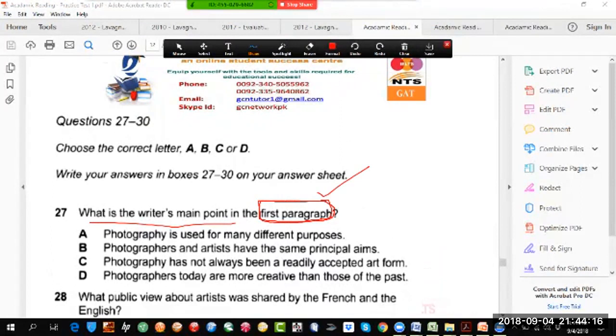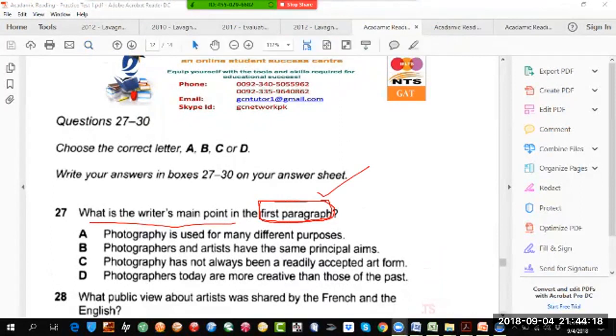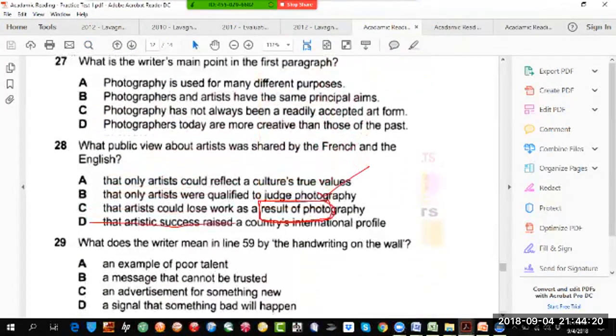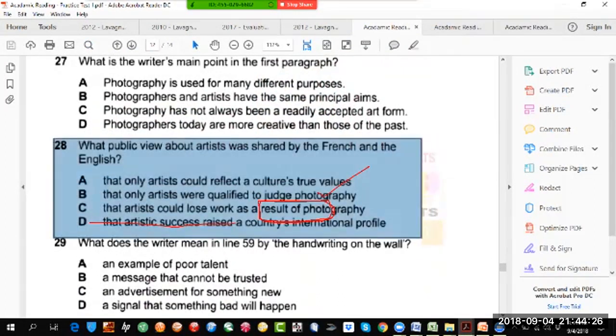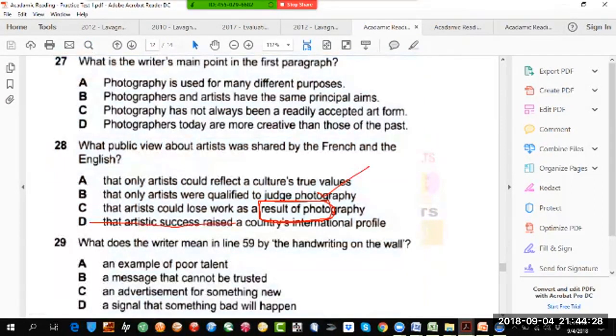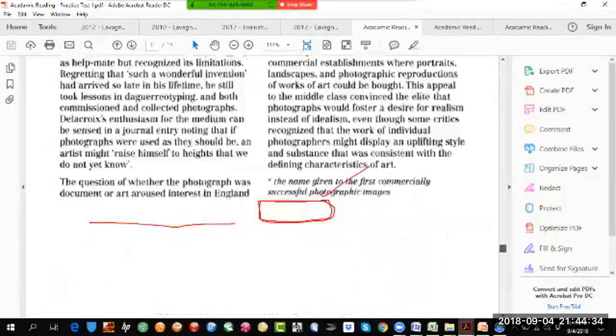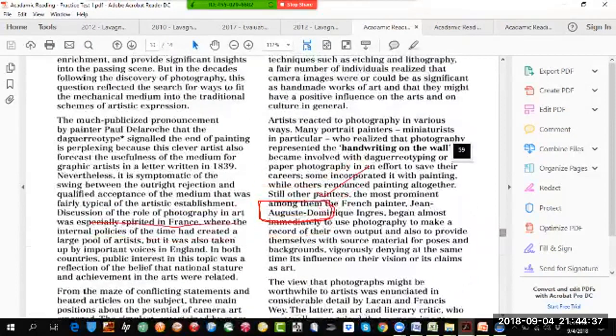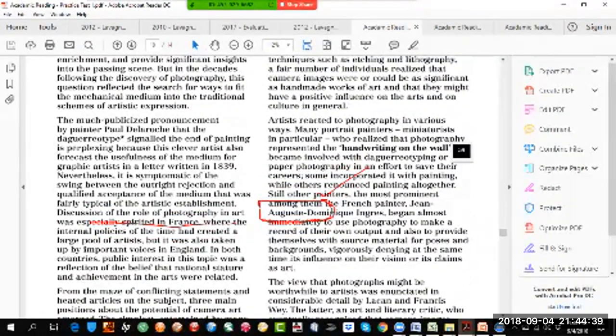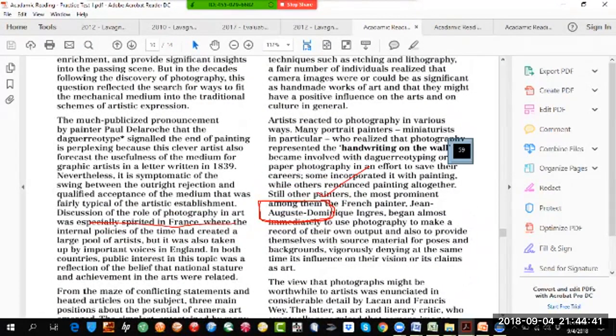Right? Similarly, if you see what public view about artists was shared by the French and the English. Now, for this, you don't know the paragraph. But if you see question number 29, what does the writer mean in line 59 by the handwriting on the wall? And if you see in the passage, they generally mark that number. Can you see this line 59 here?